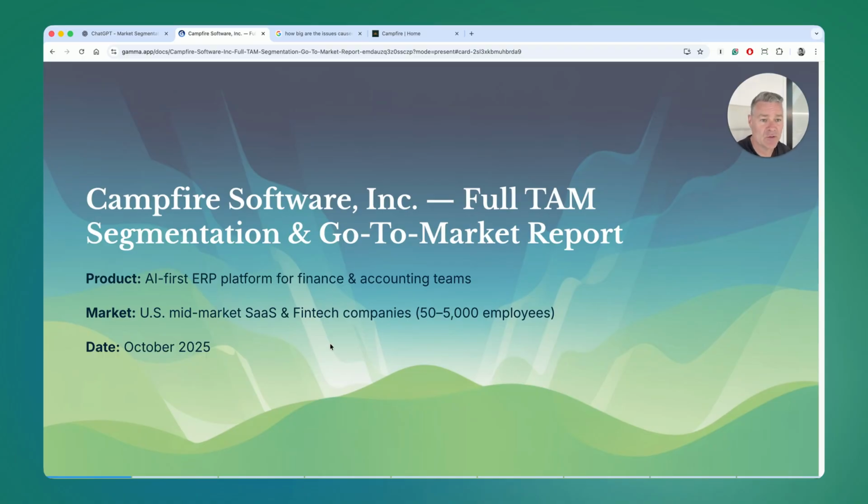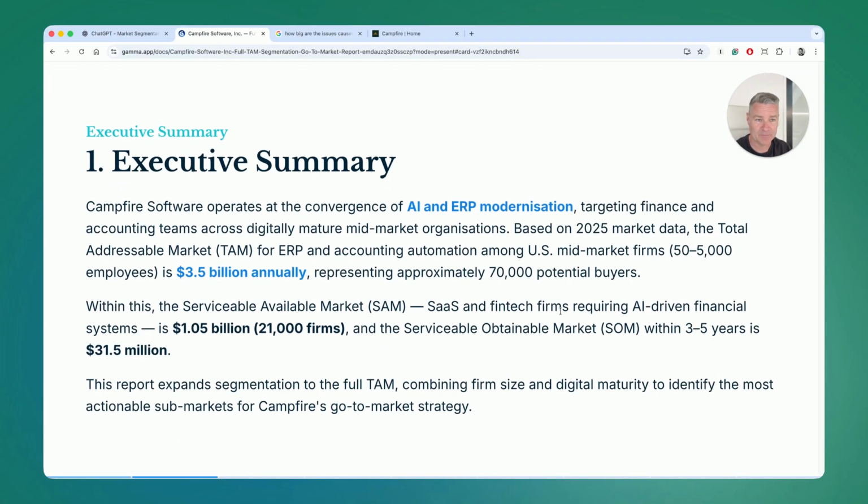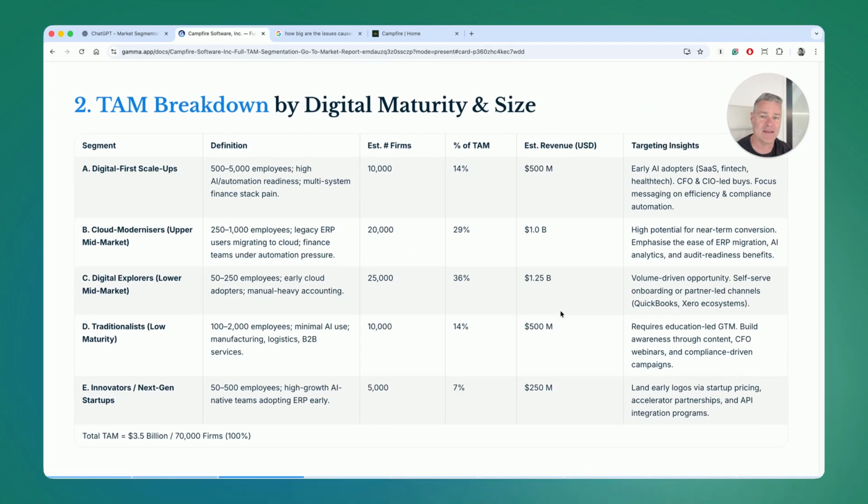Okay, so first thing is, what market are we in? When we say Camfire, we're going to focus just on the US mid-market SaaS and fintech companies. So already starting to get some refinements here, some filters, and we're focusing on 50 to 5,000 employees. Now, there are lots of cohorts and segments within that. So we've got a little bit of a summary. This is touching largely on the TAM, SAM, SOM that we did in the previous video. It's important to have that as a reference point because we are now looking inside of the obtainable market. And here's what it looks like.